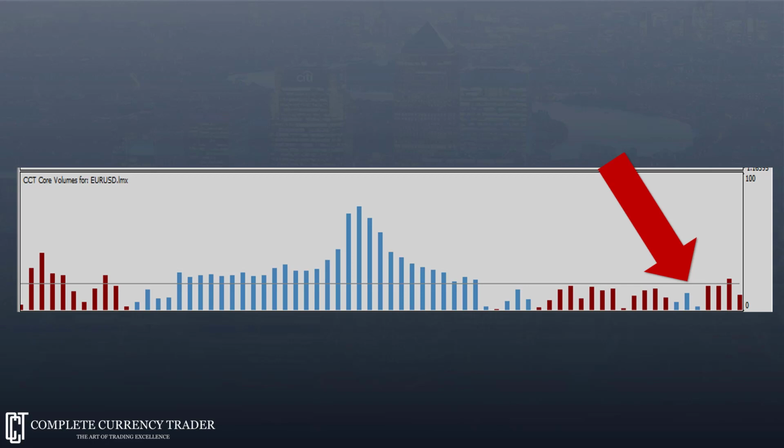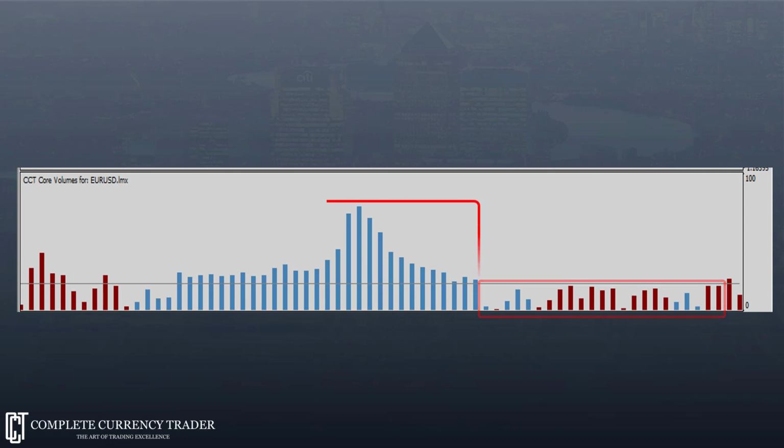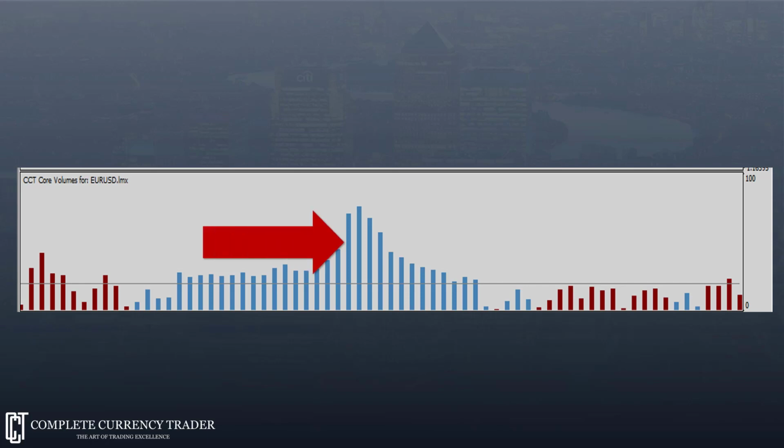This is a threshold level where, as a general rule of thumb, anything below this is not really worth taking much notice of. Anything above it is worth looking at. Typically, if the bars are below this level, the price is not going to be doing very much. And if it is moving, it's a lower probability move. Whereas when the bars go above this level, the price tends to move a lot more, and those moves are higher probability.